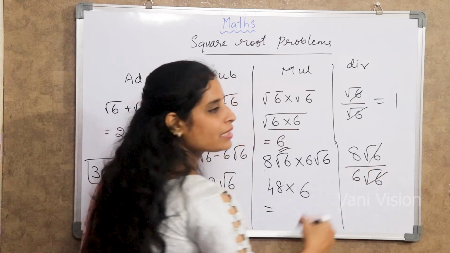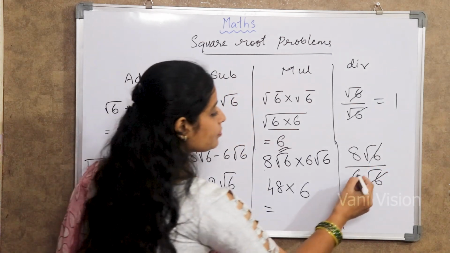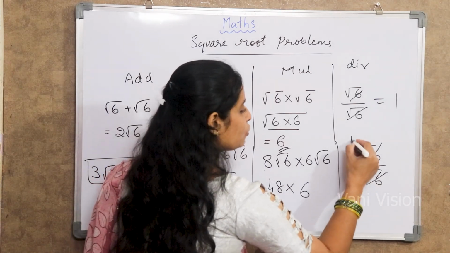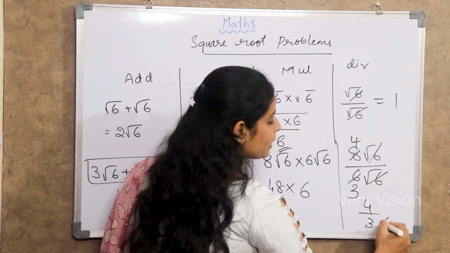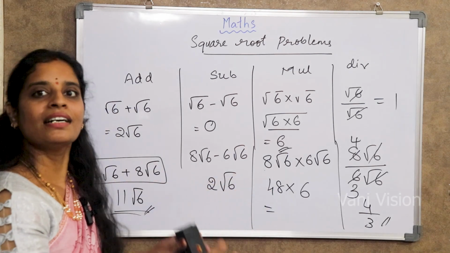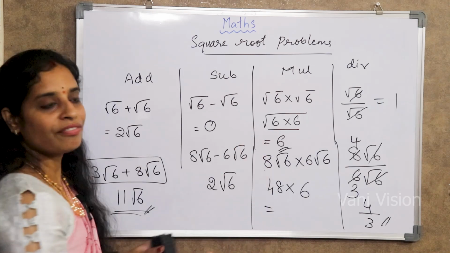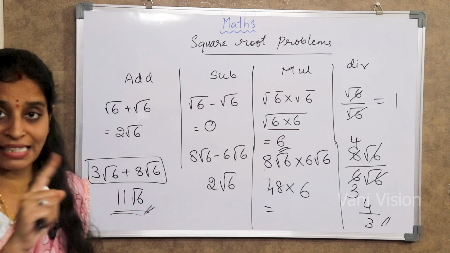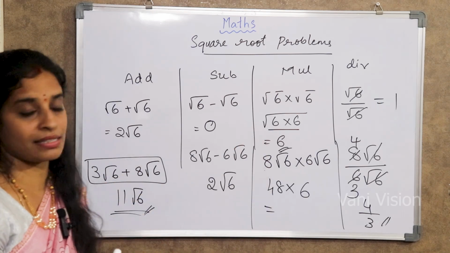Then next, 8 root 6 divided by 6 root 6. This root 6 gets cancelled. Then 2 3s are 6, 2 4s are 8. Your answer is 4 by 3. So in this way, we can easily solve a number of questions with the same root. If it is having the same root, at that time we are going to do it like this.